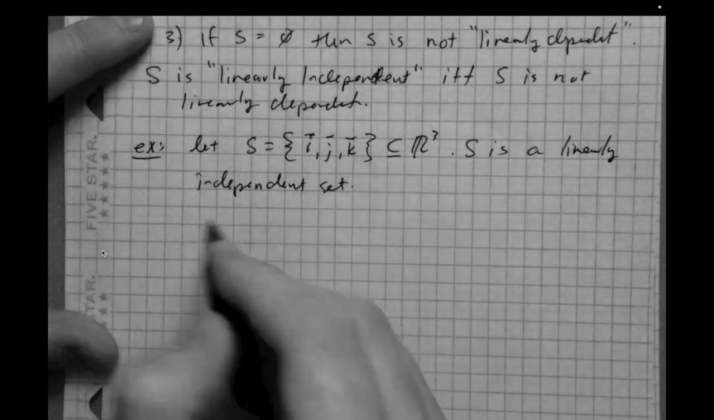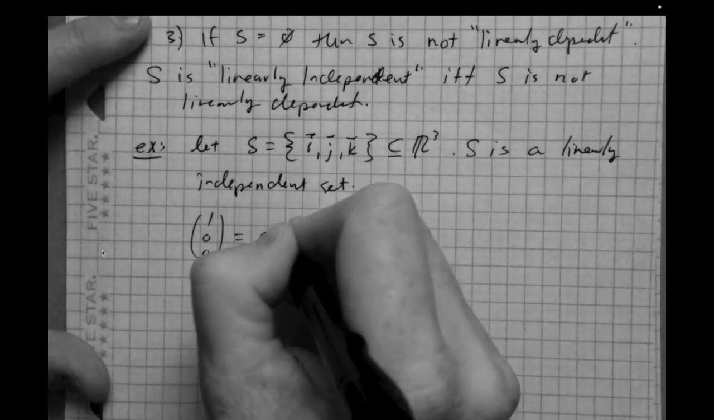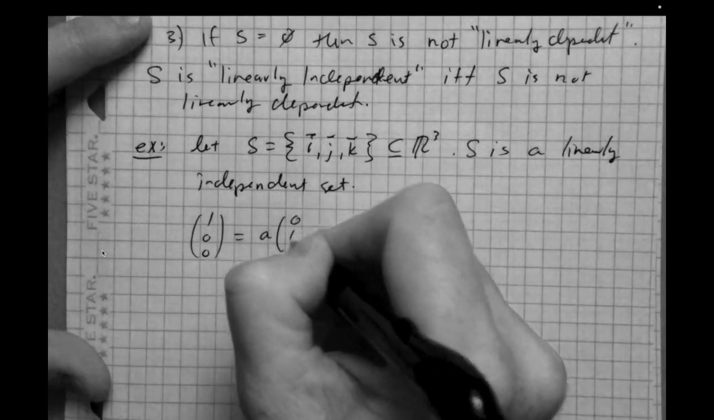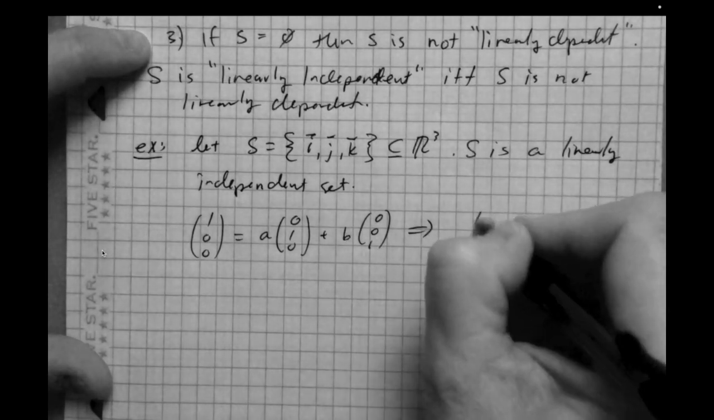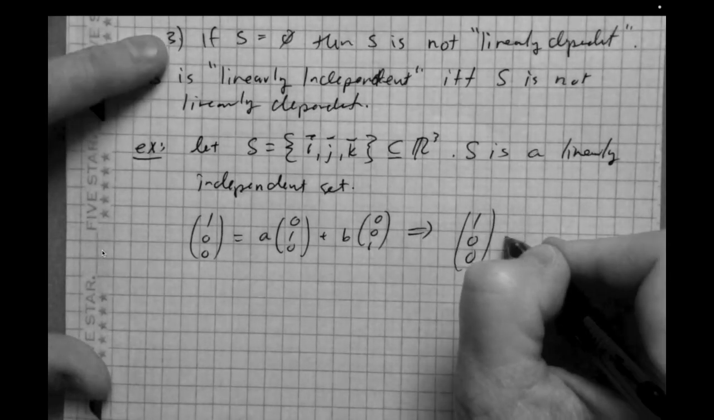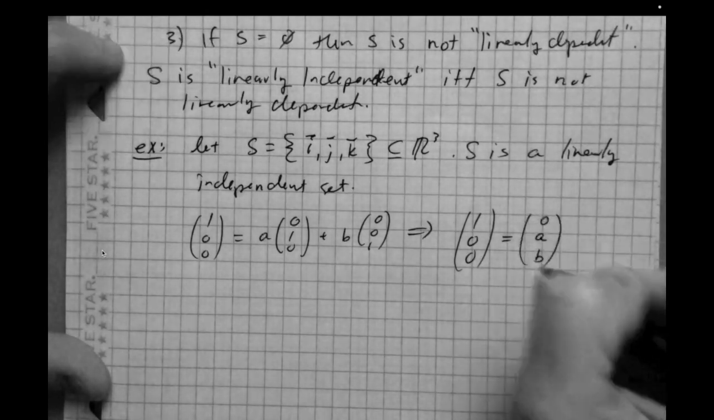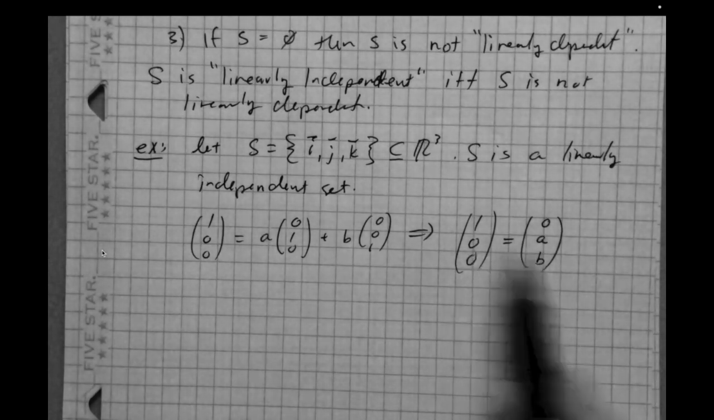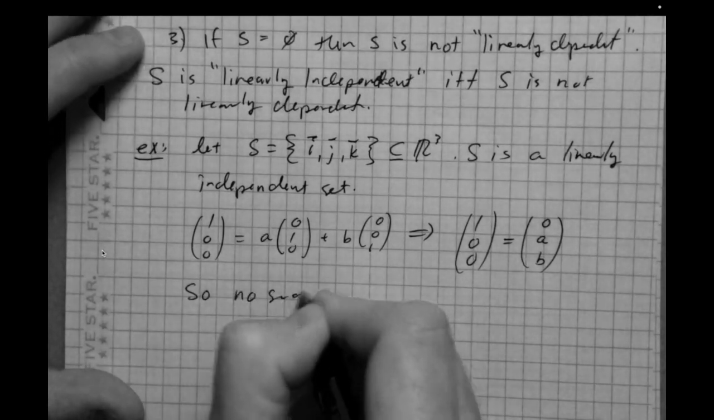This is pretty easy to see. If you take one of the vectors, let's say (1, 0, 0), then in order for it to be dependent, we would have to find coefficients a and b such that (1, 0, 0) equals a times (0, 1, 0) plus b times (0, 0, 1). That means we're looking for a vector of the form (0, a, b). Clearly this is never going to work out. These are not compatible, so no such a and b exist.